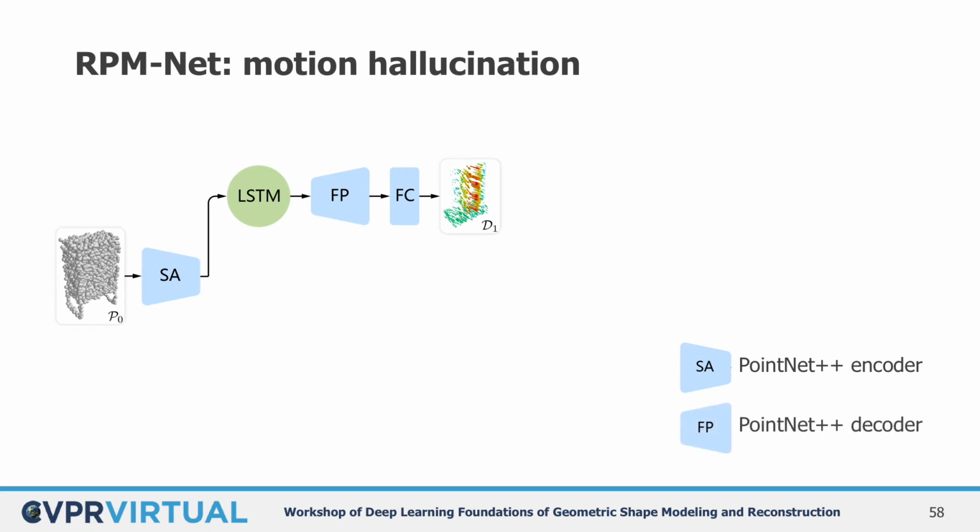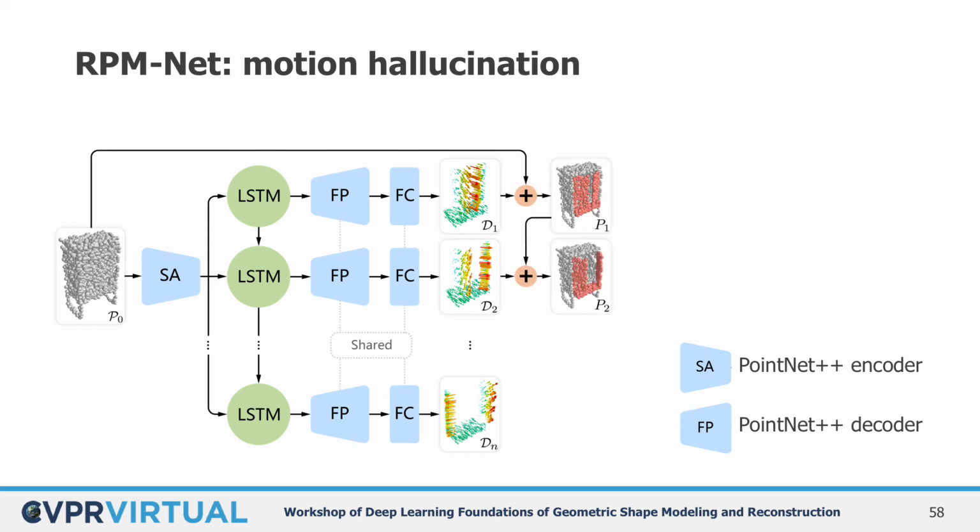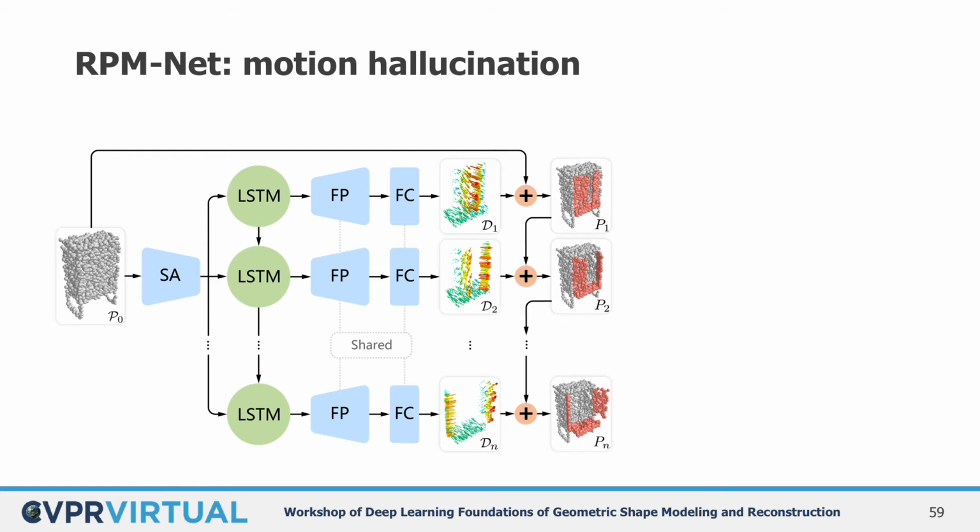The loss for the motion hallucination network consists of two parts. The first is the reconstruction loss, which quantifies the reconstruction quality of both the point cloud and the displacement maps. Specifically, it measures the deviation of the point cloud from its original geometry after motion with the term geometry loss, and the deviation of the displacement map from the ground truth with the term displacement loss.